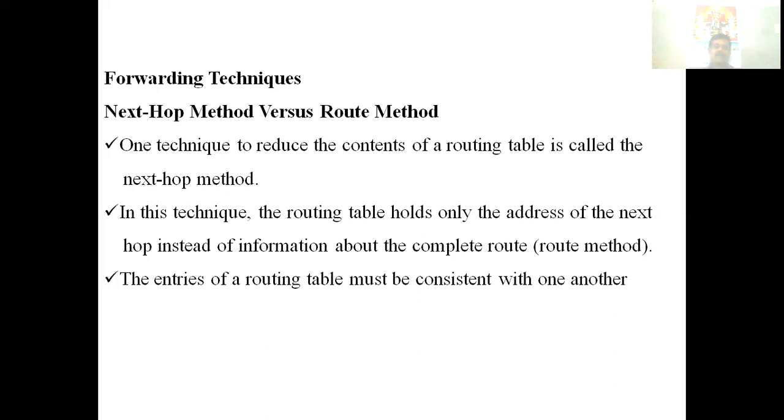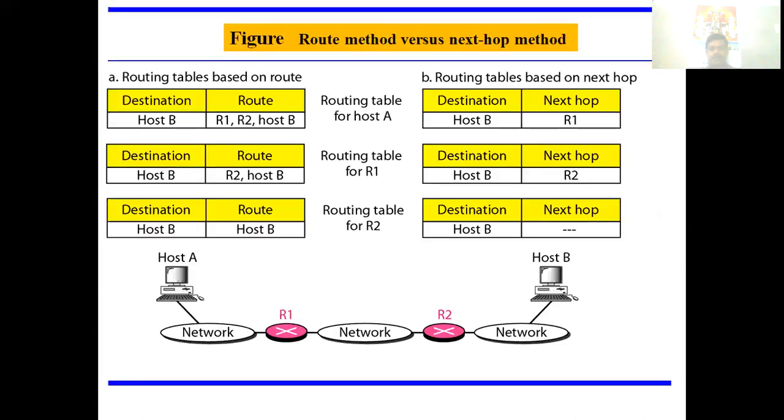So the entries of a routing table must be consistent with one another. Here, in this next hop method, the entries will be consistent with one another. So first one, this is a routing table based on route, and this is a routing table based on hop.